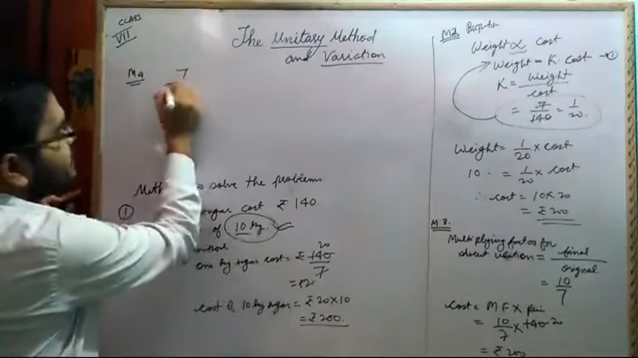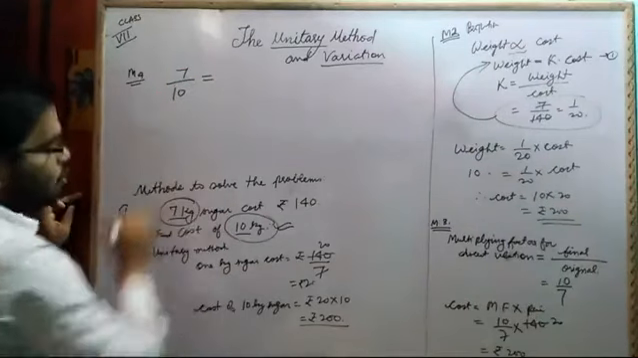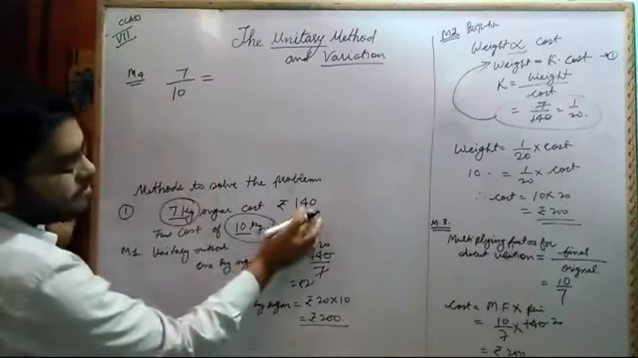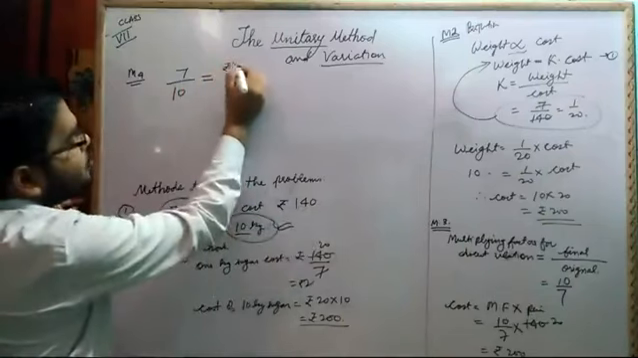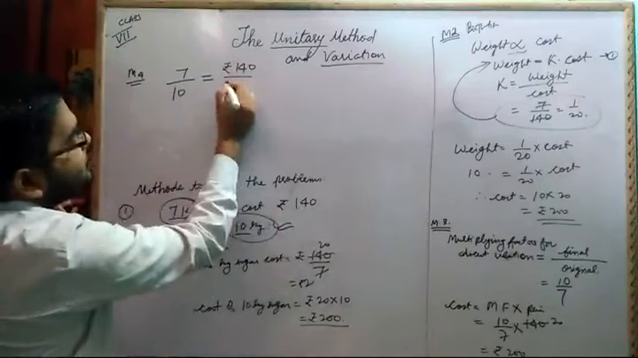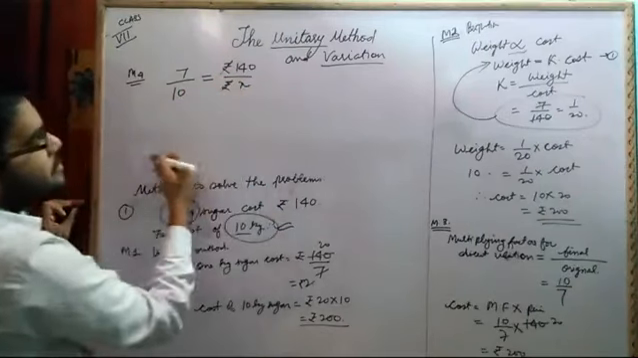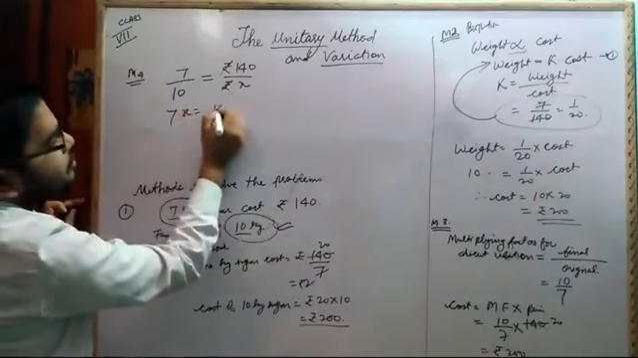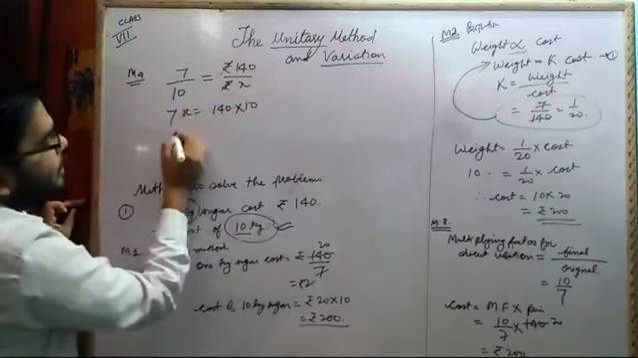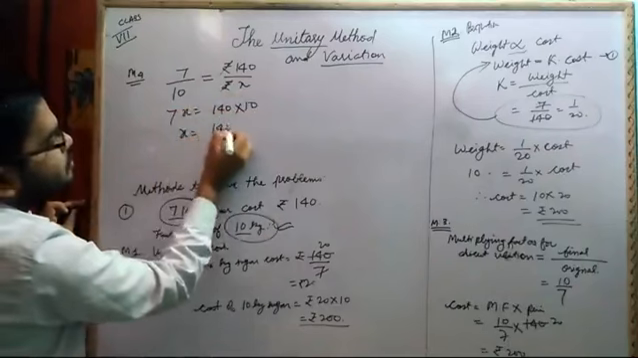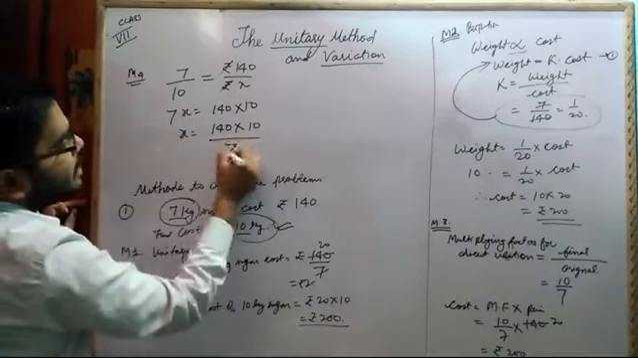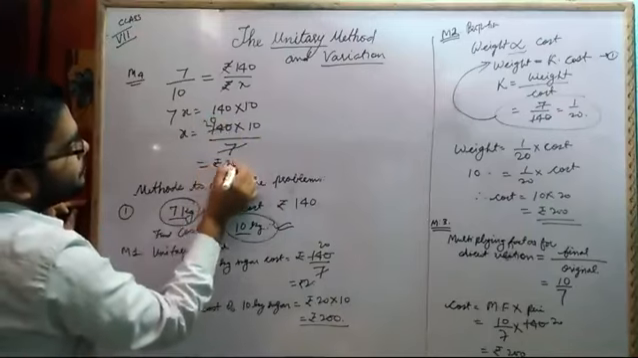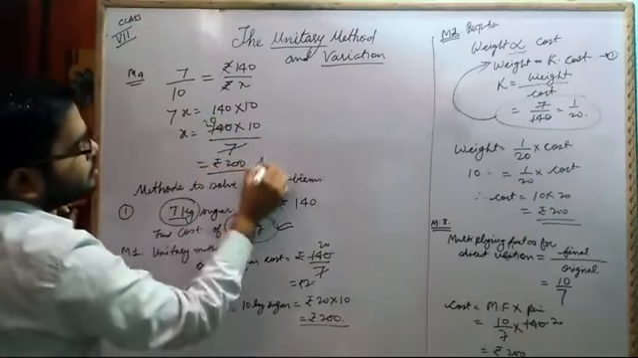So I will write 7 upon 10 is equal to 140. For 7 we are having 140. So I will write rupees 140 upon rupees x. Rupees cancelled. Now you see x will be equal to, after cross multiplying, 7x is equal to 140 into 10. X will be equal to 140 into 10 by 7. 7 twos are 14, 20. So it will be rupees 200. So this will be your answer.